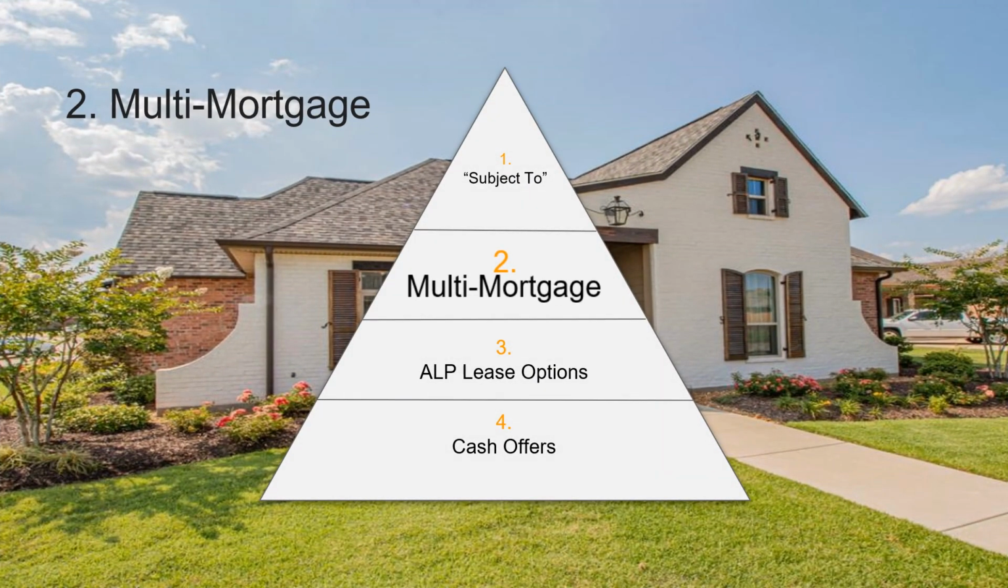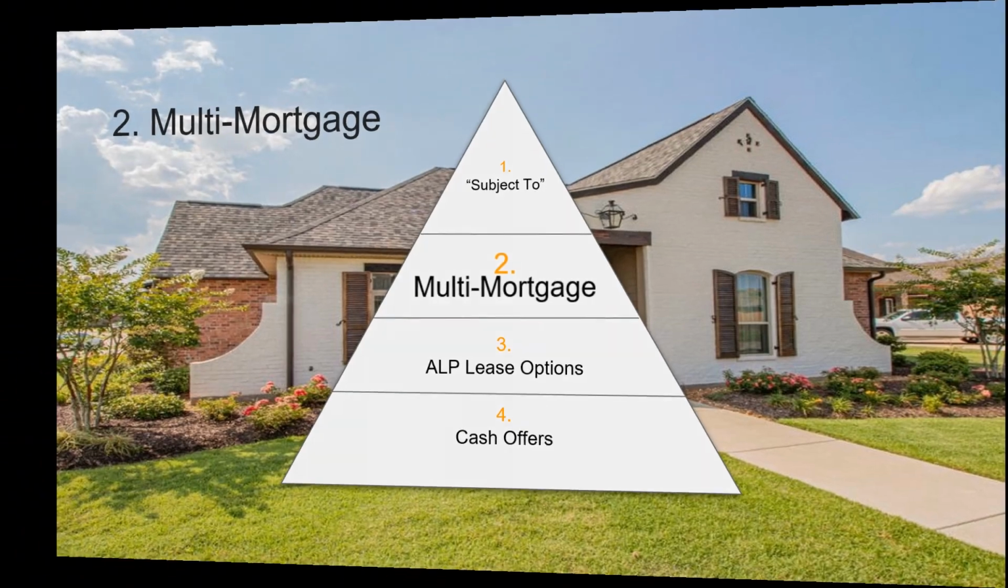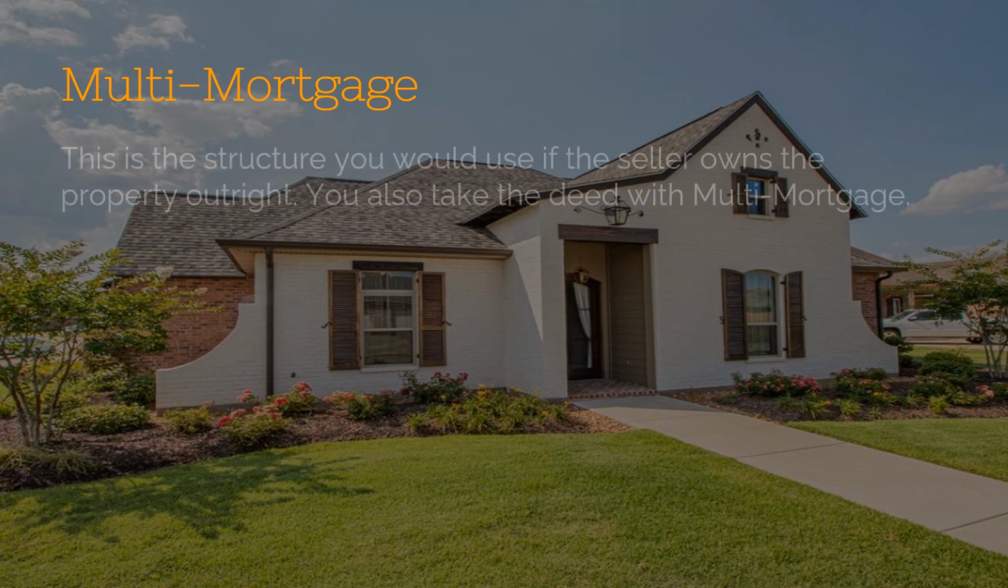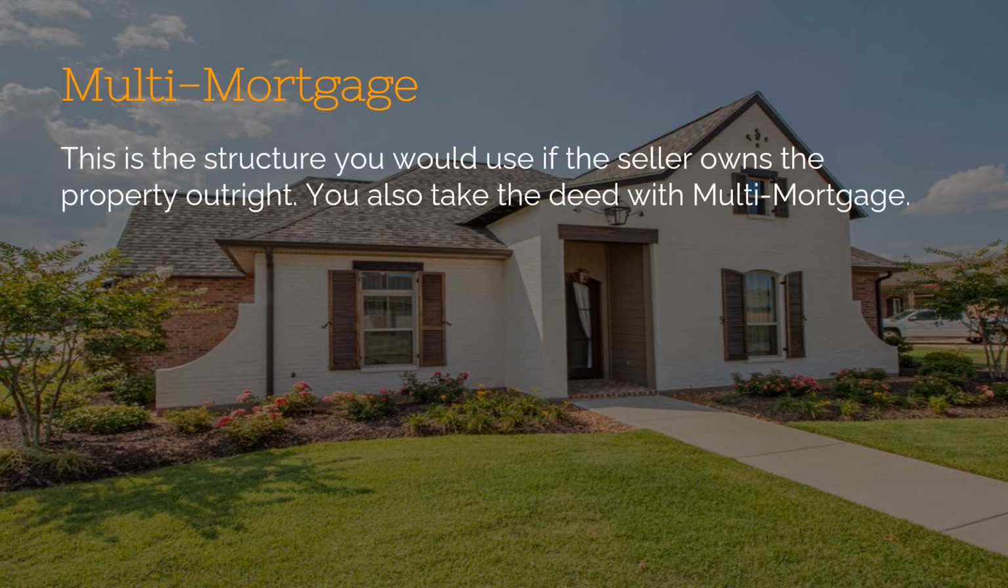Wraparound mortgages are second in the hierarchy. A wraparound mortgage is the next level in the zero-down hierarchy. This is a structure you would use if the seller owns the property outright or has a very small mortgage on it. You can also take the deed with a wraparound mortgage.